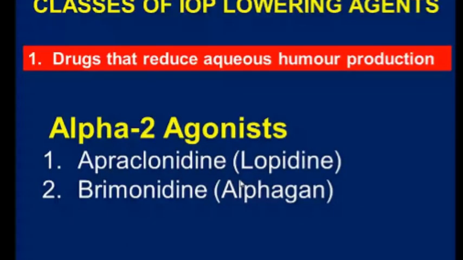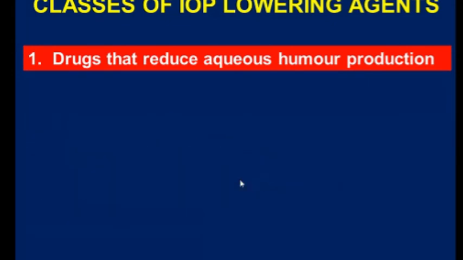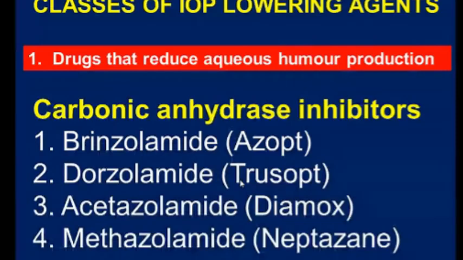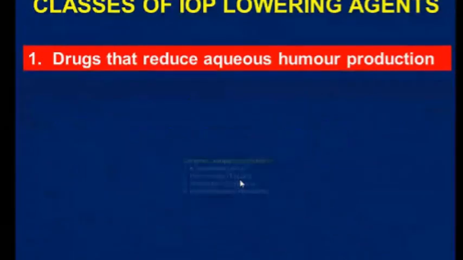Then another class of drug under this classification that reduces aqueous humor production is the alpha-2 agonists, like brimonidine and apraclonidine. Another class of drug under these are the CAIs, the carbonic anhydrase inhibitors. Examples are brinzolamide, acetazolamide, dorzolamide, and methazolamide. So Azopt, Diamox, Trusopt, and Neptazane.